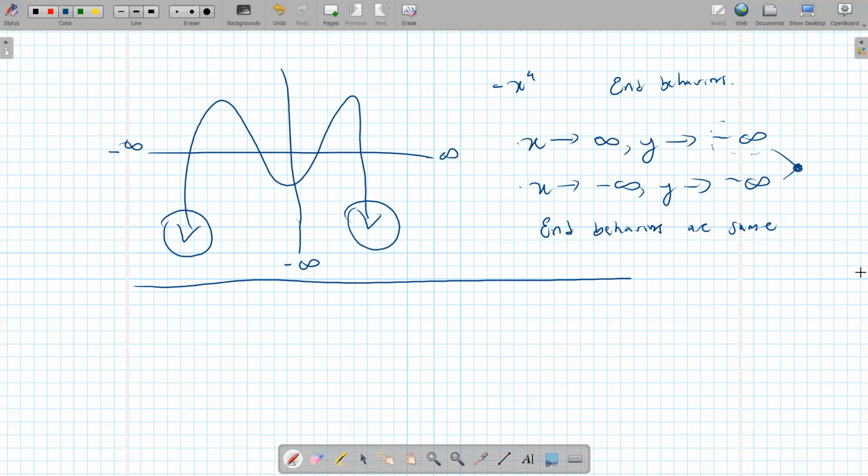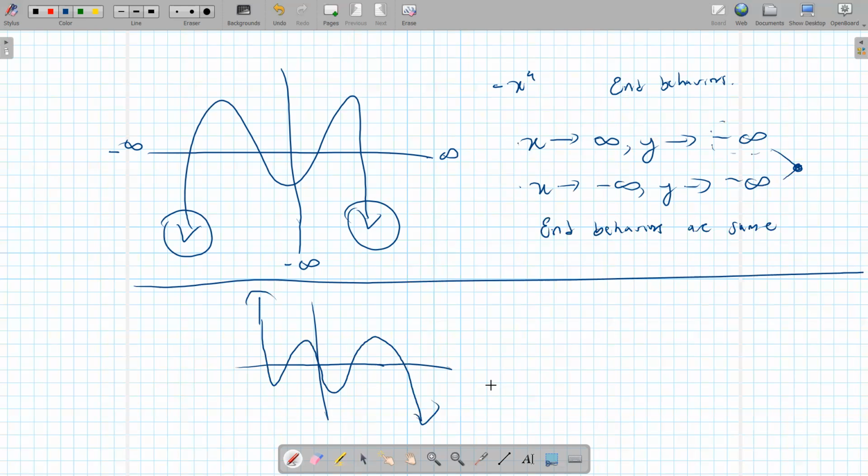Now contrast that with something like, I don't know, 1, 2, 3, 4. Let's give it 4 turning points. What's the degree of this polynomial? There's 4 turning points. 5. Yeah, it's a degree 5. Positive or negative? Negative. Yeah, good. It's negative.